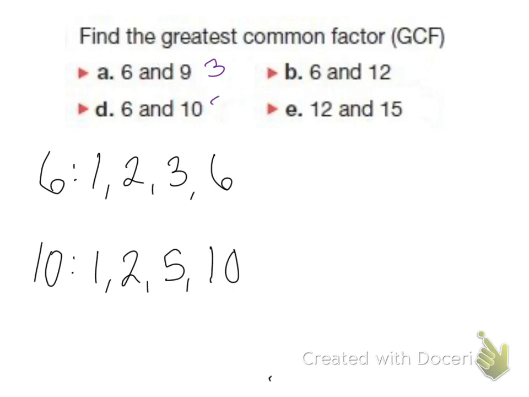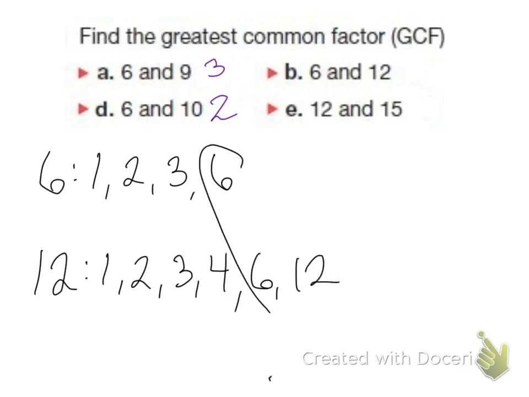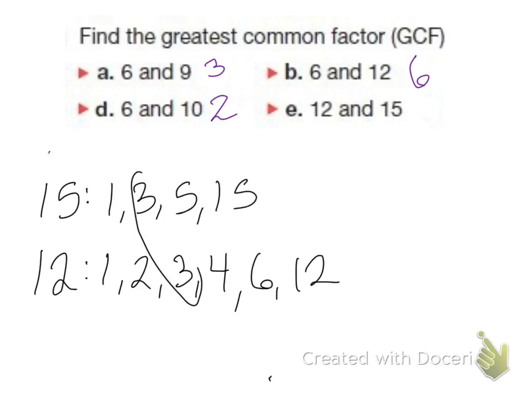But what about 6 and 12? For 12, our factors are 1, 2, 3, 4, 6, and 12. So the greatest common factor here is going to be 6. And finally, we have 12 and 15. So we have 1, 3, 5, and 15 for 15. So the greatest common factor here is 3.